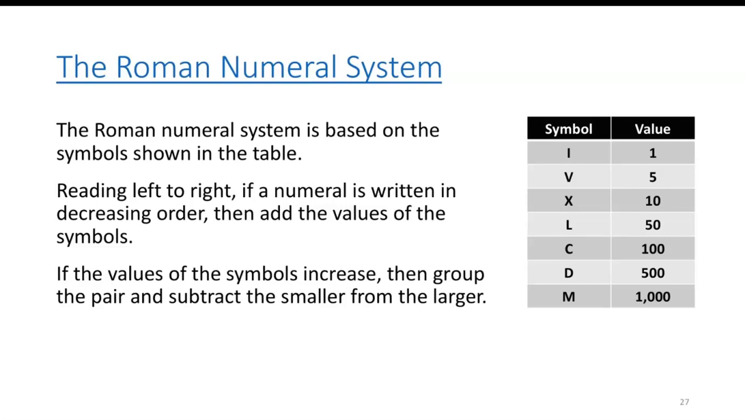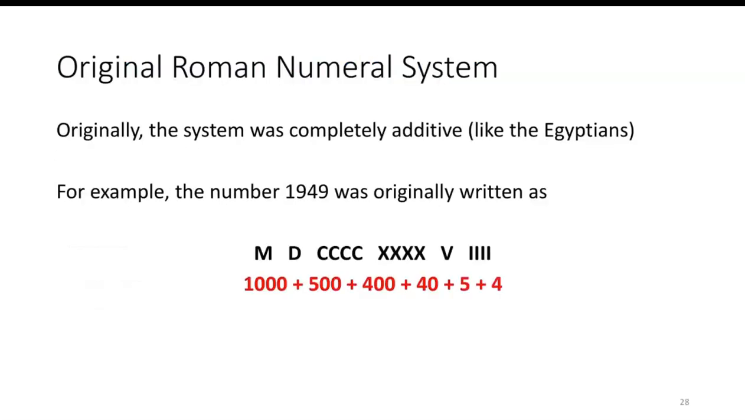Reading left to right, if a numeral system is written in decreasing order, then you add the values of the symbols. However, the Roman numeral system we use has a subtraction principle. So if the values increase as you read left to right, then take that pair where the increase is and subtract the smaller from the larger. And I'll explain that a little more in a moment.